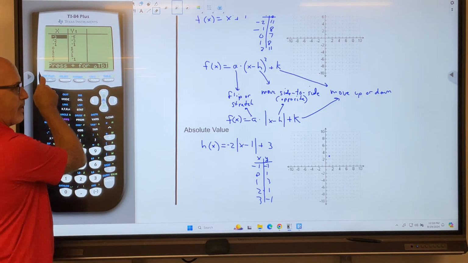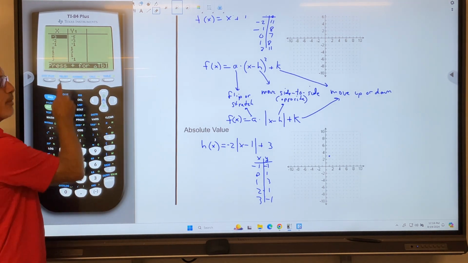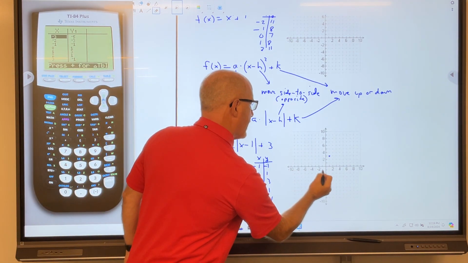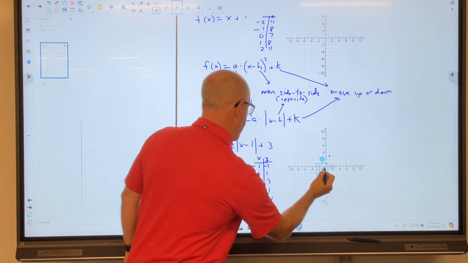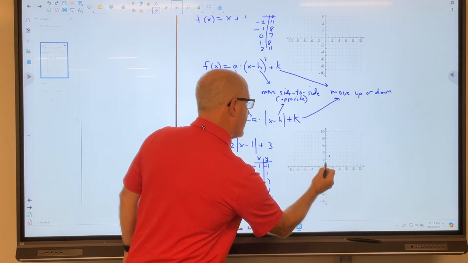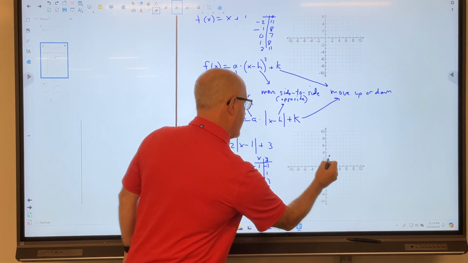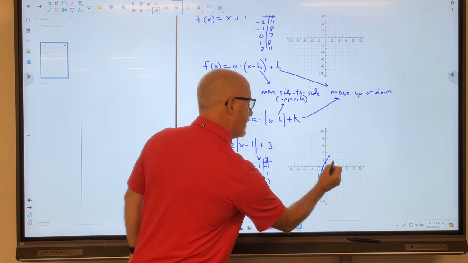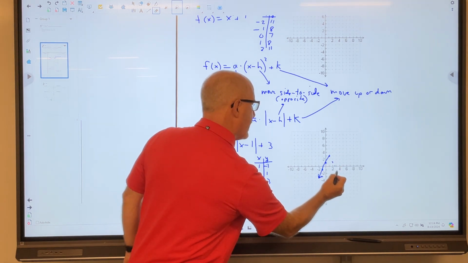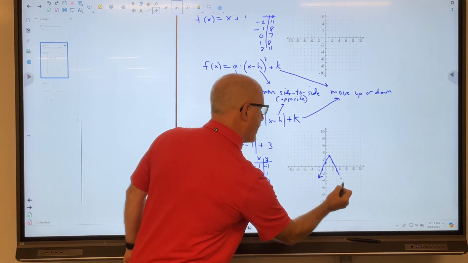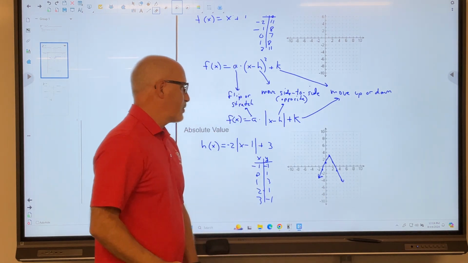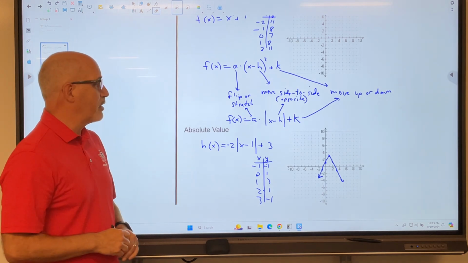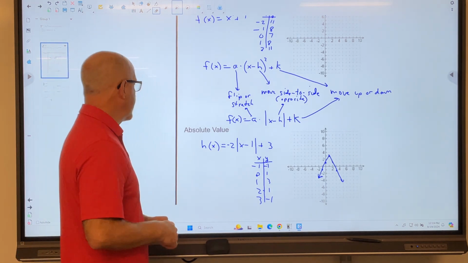Okay, notice I've got my 2, 1, 3, -1. Let's plot those points: -1, -1, 0, 1, and so it's going to go down like this. And then I've got 2, 1 and 3, -1, and it goes down like that. So there's a review of our different graphs and how you can use your graphing calculator to help you with those and how it affects them.